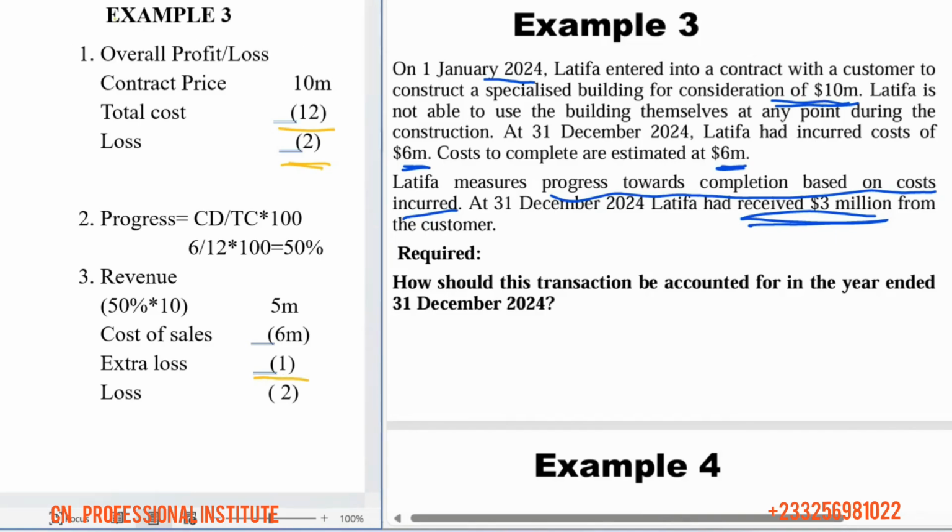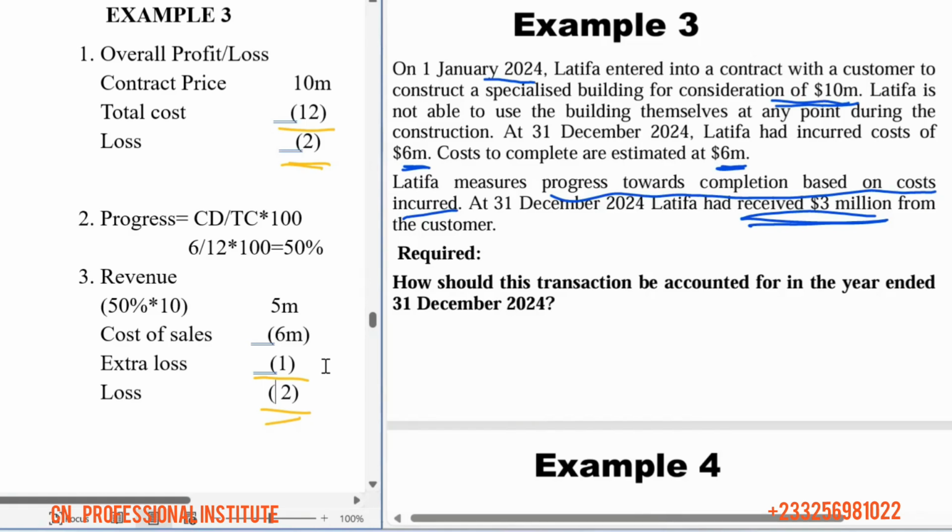So you underline this one here. So we had a loss of 2 million. So that's how we do it. Let me go over again. Revenue is the same, 50% of the contract price, which is 5 million. Cost of sales, we pick cost to date, which is 6 million, it is in the question. If you make it 5 minus 6, you get 1 million as the loss. I follow. So we have recorded a loss of 1 million in our books.